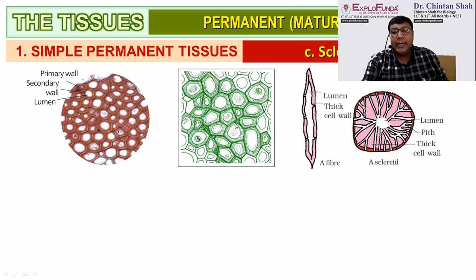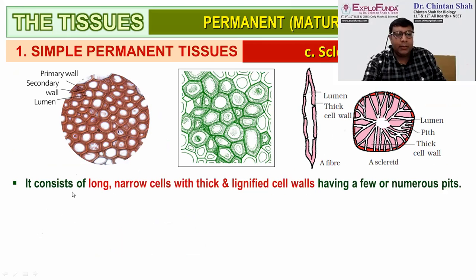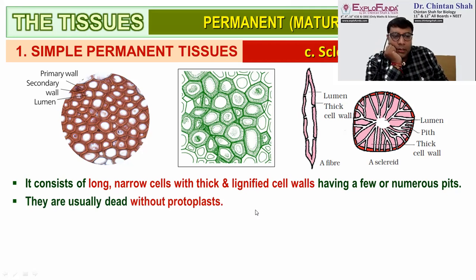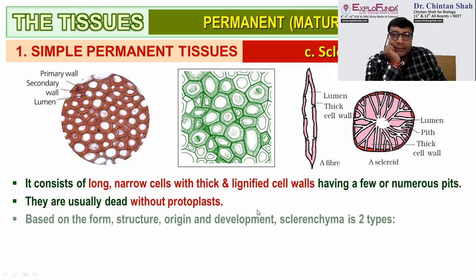Here the lignin deposition is taking place inside. As a result of that, nothing can be exchanged outside or inside the cell. And that's why the tissues will become dead. So it consists of long, narrow cells with thick lignified cell walls, having a few or numerous pits. So it has small pits, very few, and they are usually dead without protoplast.